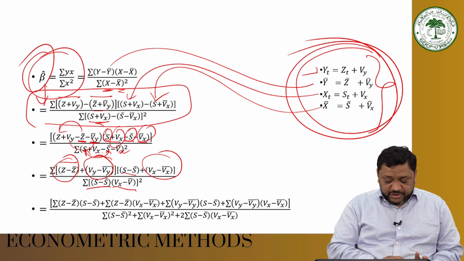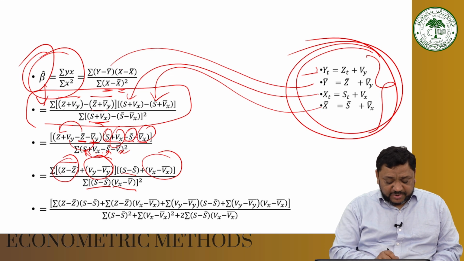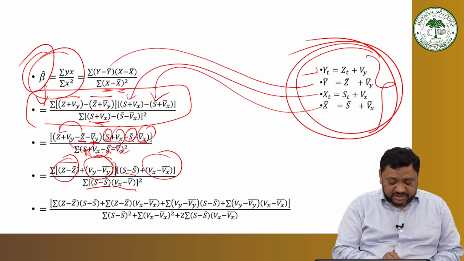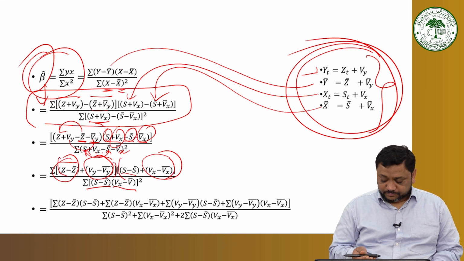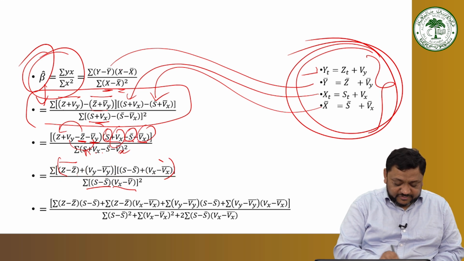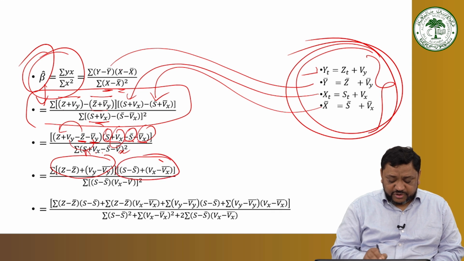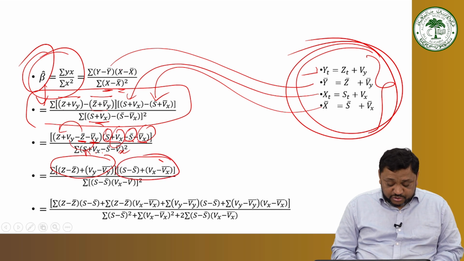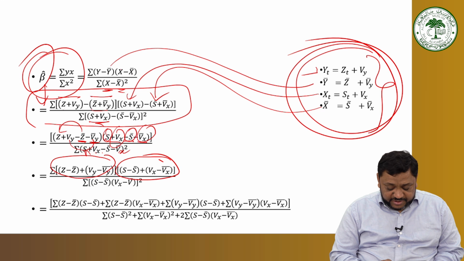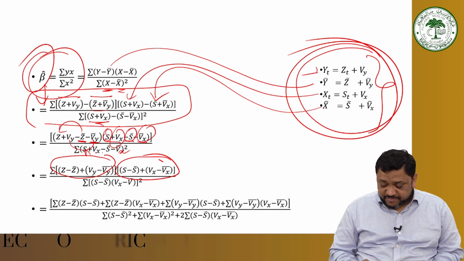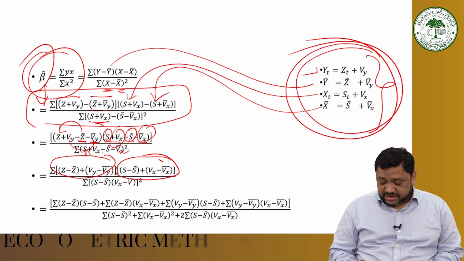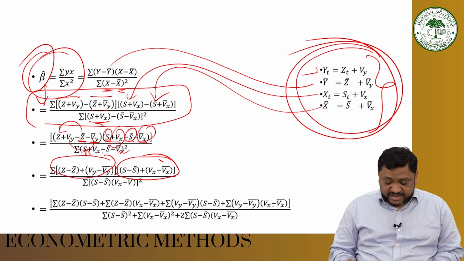Now we open the entire thing. We cross multiply each term, because this term is multiplied with this term. It's a lot of writing over there. So this is one term and this is one term, so we cross multiply with each other. Now what we finally get is summation z minus z bar s minus s bar plus summation z minus z bar vx minus vx bar plus summation vy minus vy bar s minus s bar plus summation vy minus vy bar vx minus vx bar.